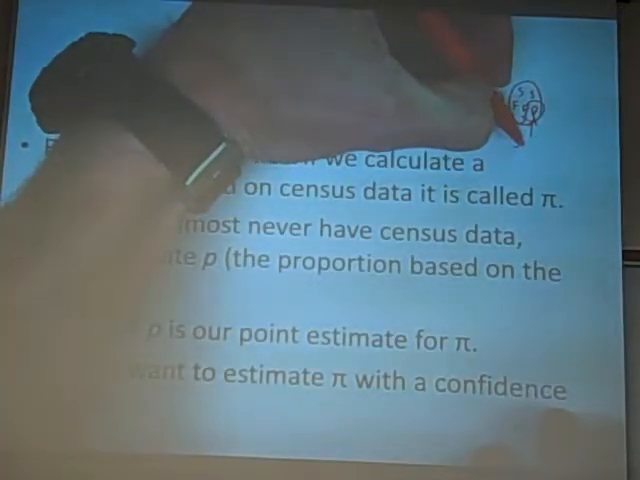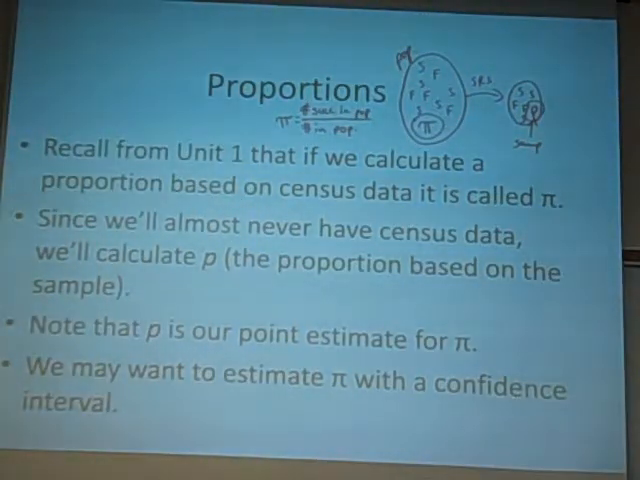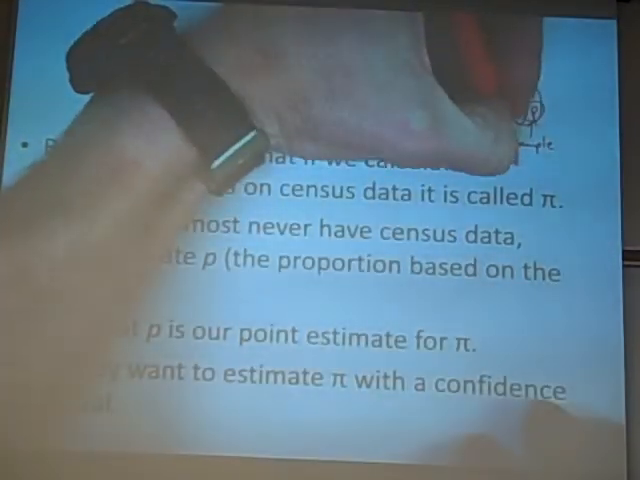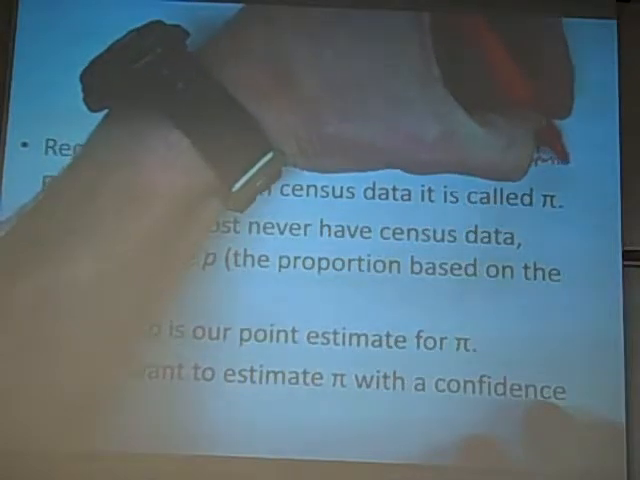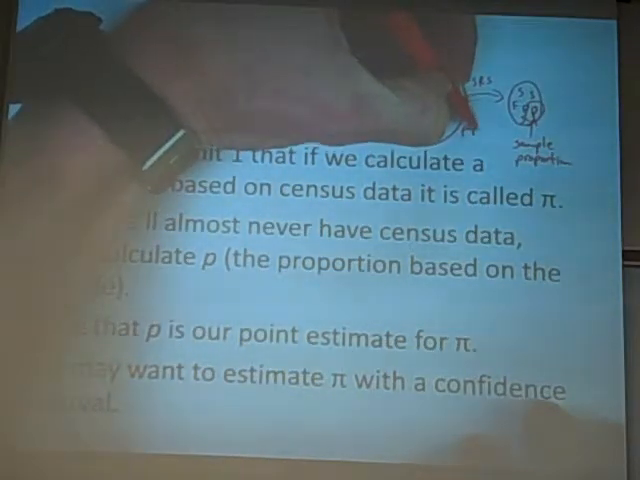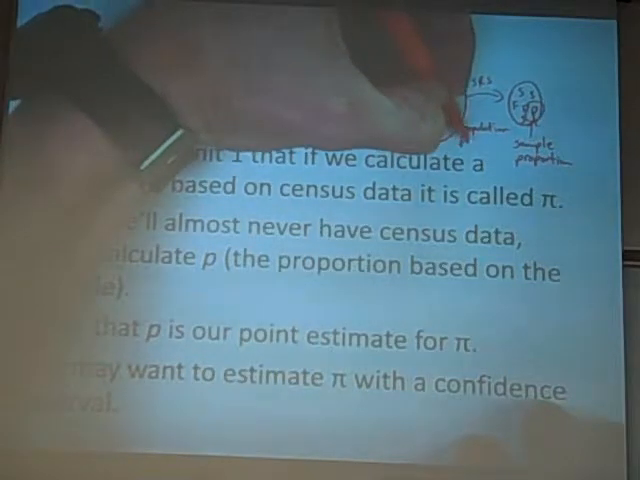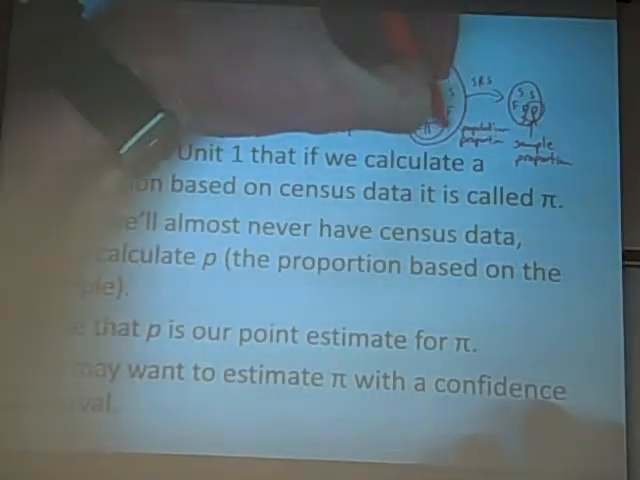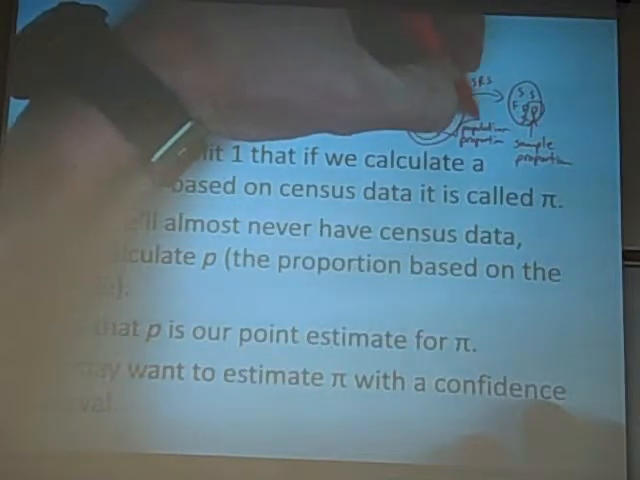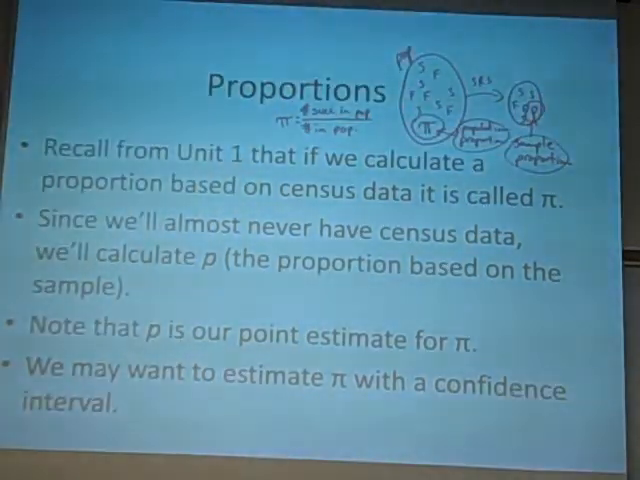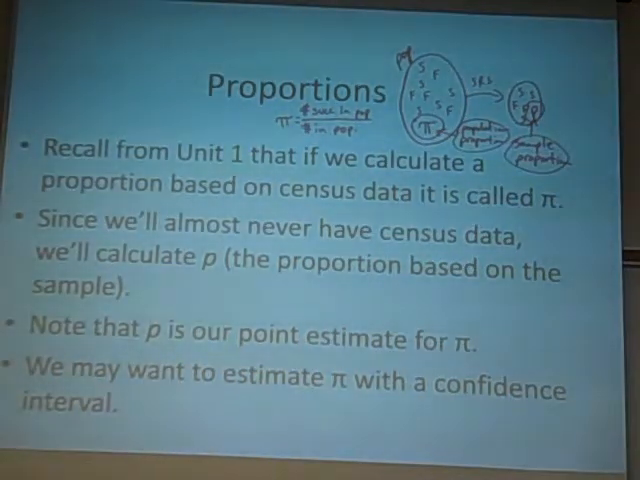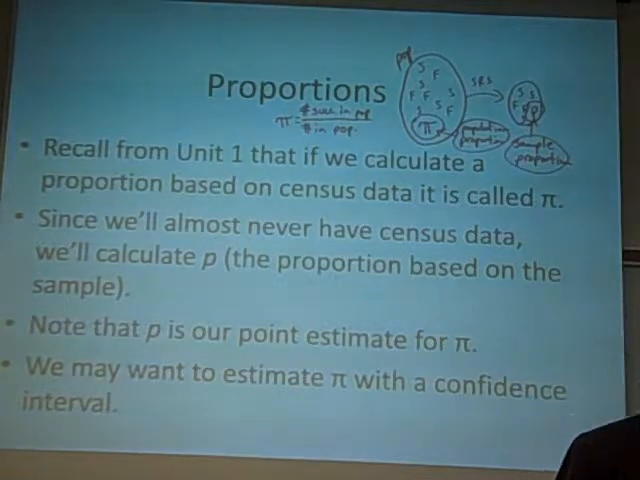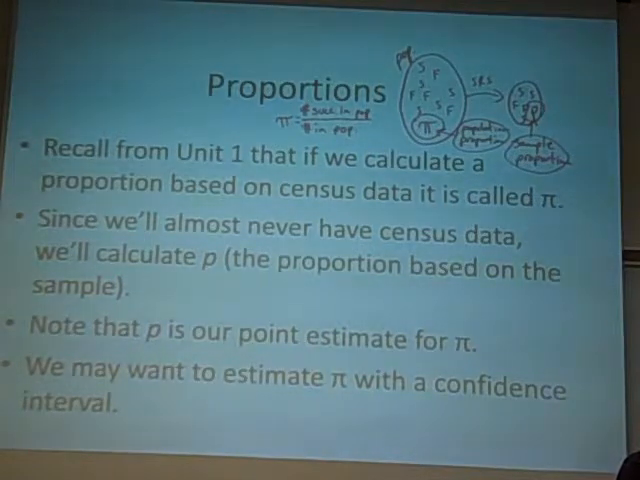How about pi was the parameter? Pi is the parameter. Yeah, when you talk about a population attribute, that's a parameter. So P is the sample proportion, and pi is the population proportion. Pi is a parameter, and P is a statistic. So you can think about P as an estimate or a point estimate of pi.